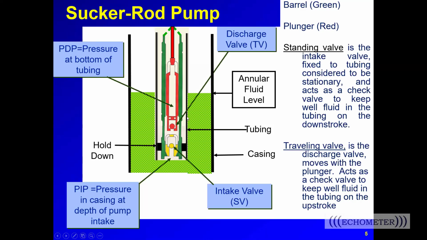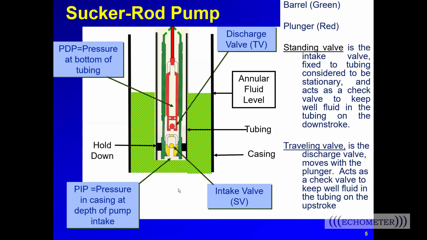Here we have the tubing and the casing, and you see there is a certain amount of fluid in the annulus. The casing pressure and the fluid in the annulus have a direct impact on the pump intake pressure, which is the pressure in the casing at the depth of the pump intake. This pump intake pressure must be greater than the pressure above the intake valve in order for the valve to come off the seat and allow fluid to flow inside the barrel on the upstroke.